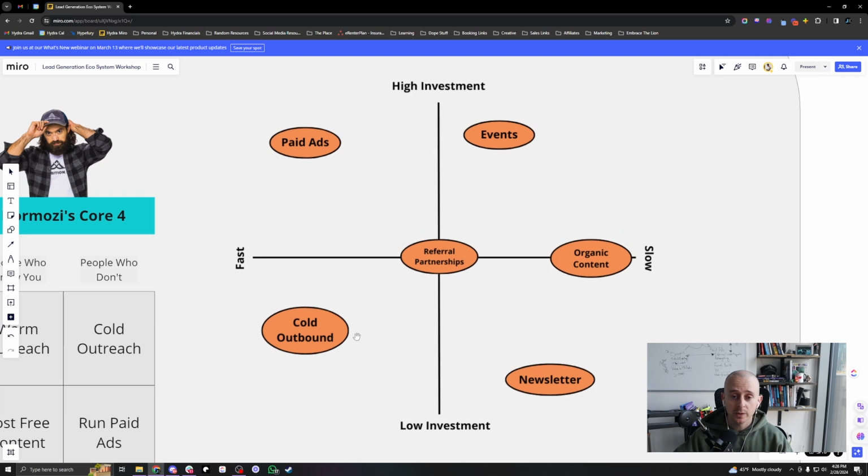But I want to be able to lay out, hey, what's going to be the highest investment for us as far as cash-wise? Hey, what's going to be the most expensive to get into? What's going to be a low investment? So if you're just getting started and you're not wanting to spend a lot of money, what's going to be the low investment lead gen opportunities? And then what's going to be the fastest and what's going to be the slowest and more long-term plays that we're going to lean into.